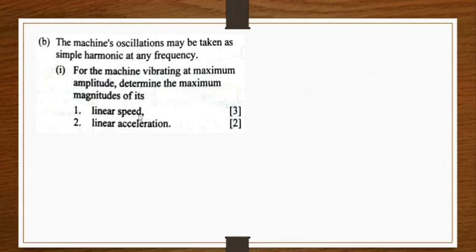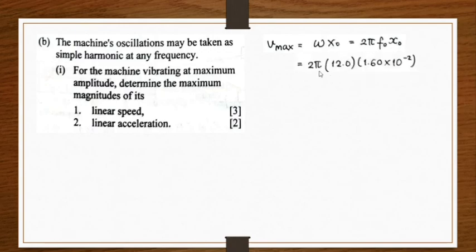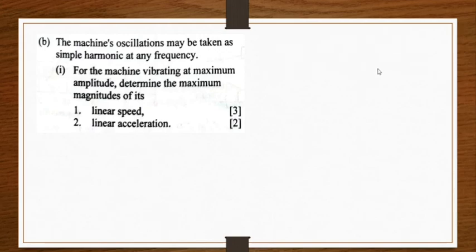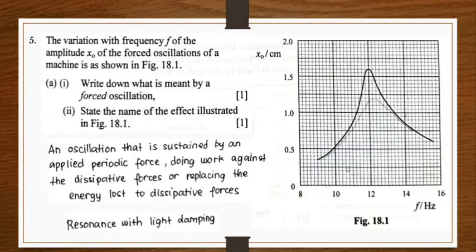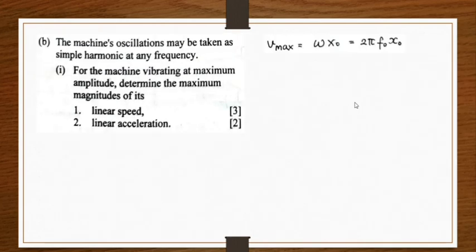So we want to find v max. v max is equal to omega times x naught, or the amplitude. Omega itself is 2 pi f naught, times x naught. So 2 pi multiplied by 12 multiplied by the amplitude, which is 1.6 times 10 to the minus 2 meter. So v max will be 1.21 meter per second.